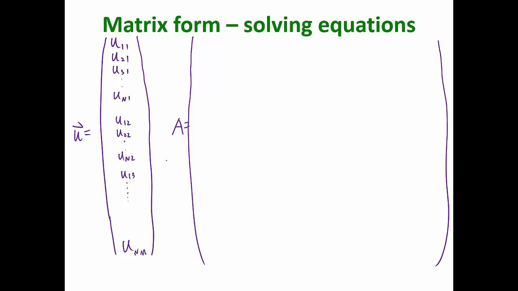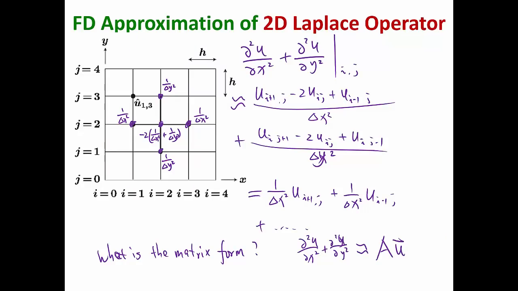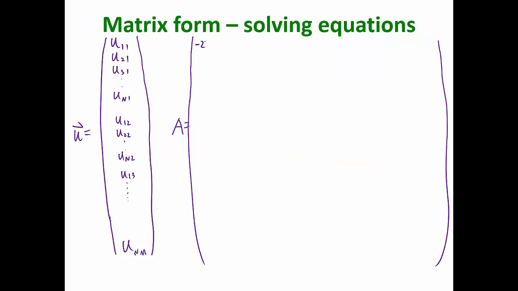So first of all, the first question to ask is, what is the diagonal of this matrix? What does the diagonal correspond to? Yes? The middle point, because the diagonal represents the coefficients multiplied on one point applied to the residual, applied to the Laplace operator at the same point. Right, so the diagonal is minus 2 times 1 over delta x squared plus delta y squared. Okay, that goes all the way to the end.